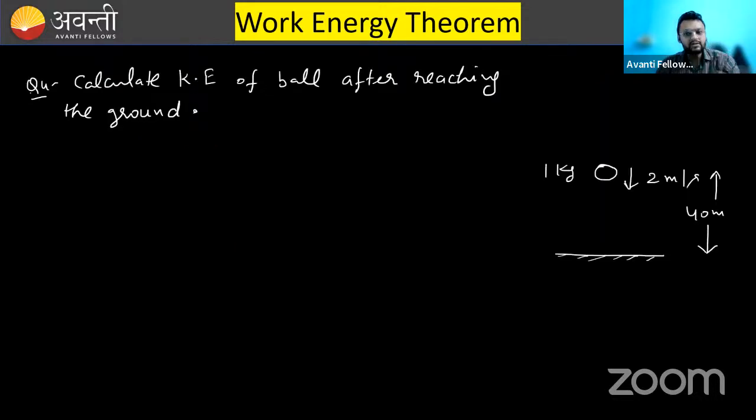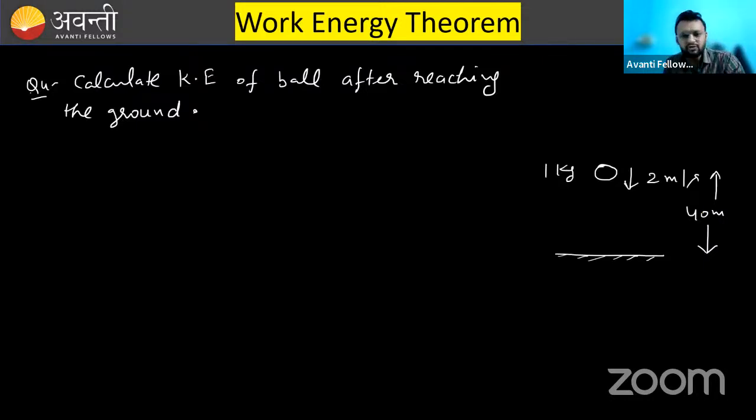Okay, the question says, have a look at that question, and because time is very less, I am just rushing it out. The ball is of 1 kg mass. It is dropped from this point with a velocity 2 meter per second in the downward direction, and the ground is 40 meter below. Calculate the kinetic energy of the ball after reaching the ground.